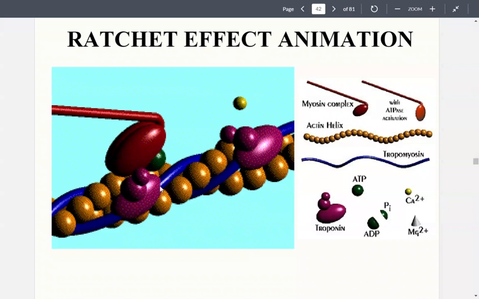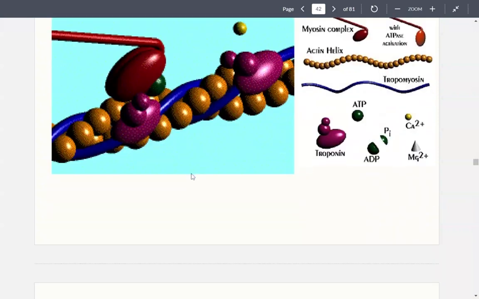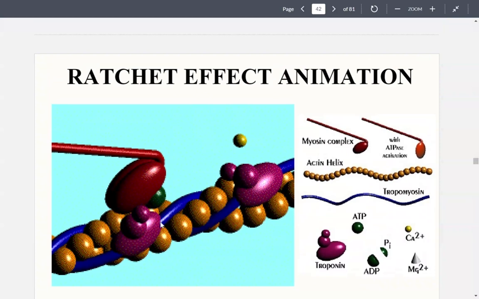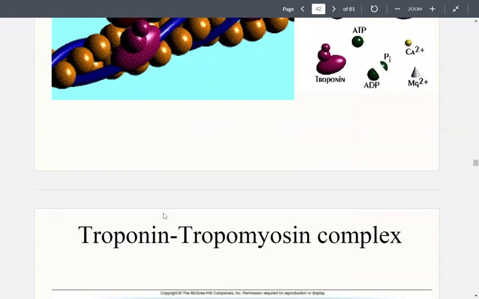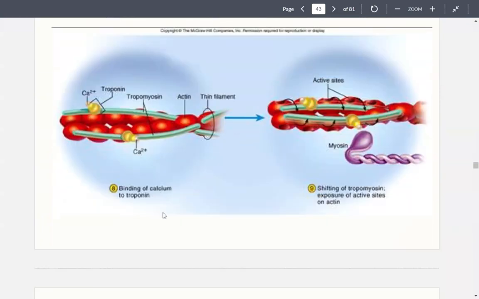I may need to remove this slide. I don't know if this animation still works. But if it does, you will see this when you're pulling this up on your computer. Here's that troponin-tropomyosin complex. Here it is when calcium is binding, and then the shift.